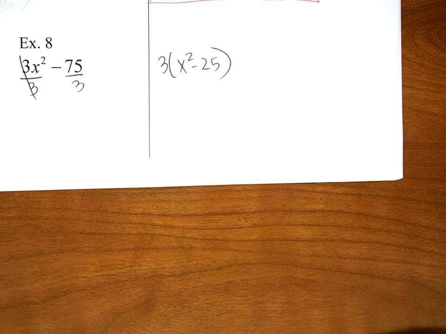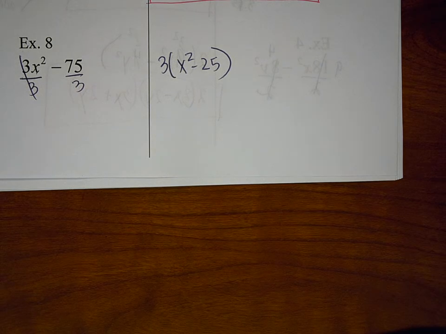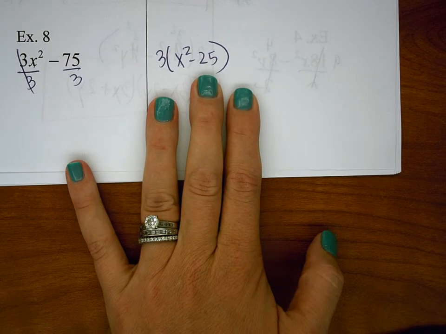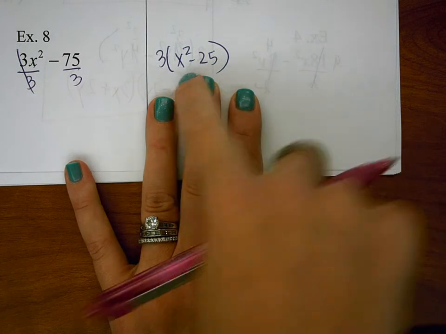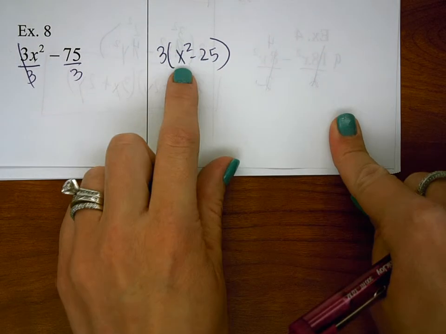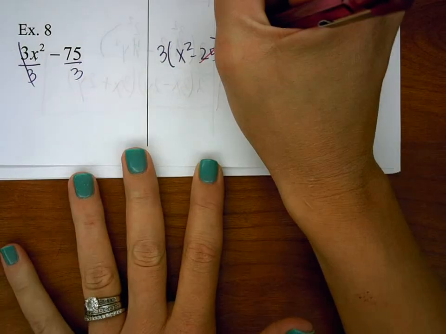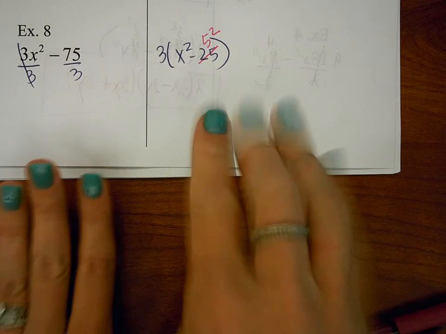Next step. Okay, so I'm going to pull a popsicle stick, and I need you to tell me what I'm going to do now in this problem. Jenica. So now that we took out the 3, what do I check for when I have two terms? Exactly. Is it a difference? Yes. Okay, we know that x is a squared. Can 25 be written as a squared? Okay, good. And 25 as a square is what? Perfect.